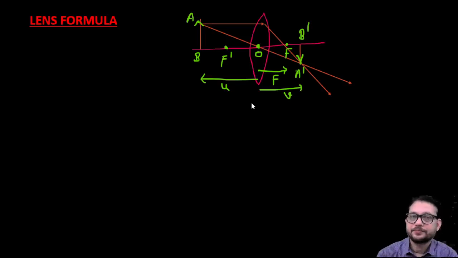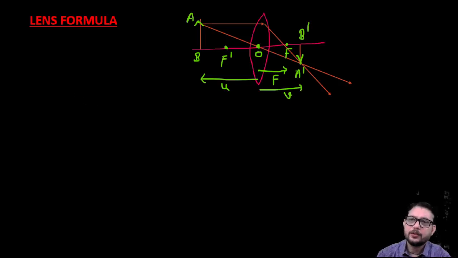Now continue, because we have to establish the relation. So what we have to do, basically, it is the relation between the object and image. In short, we can say that it is the relation between object and the image. So for that we have to assume two triangles, and the triangles must be such that they are similar triangles.